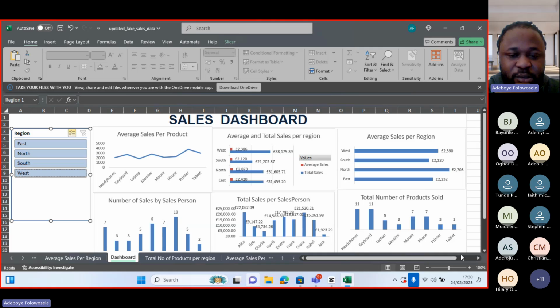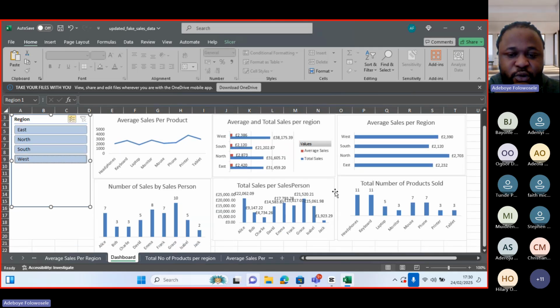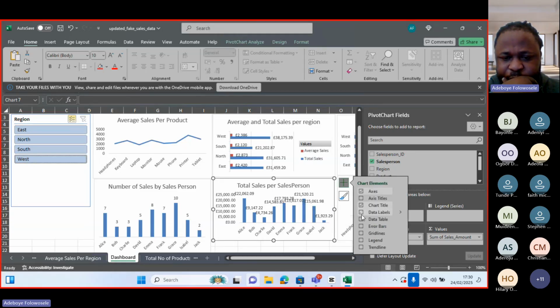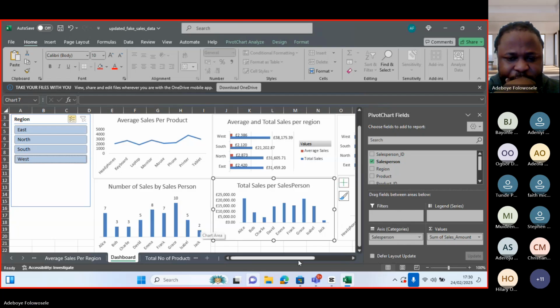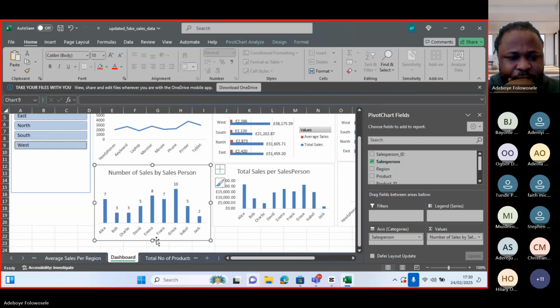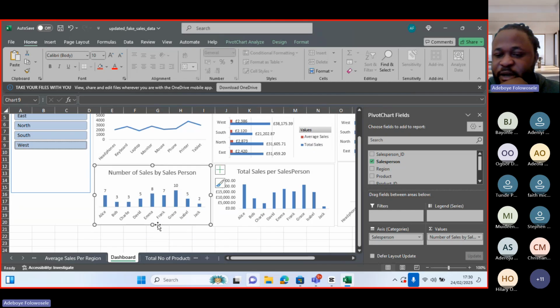Now, this total sales per person doesn't look good to me. So let me remove data labels for it. It looks rough. So I've removed the data label for it. Let me make this upper. Let it go like this. Yeah, that's perfect.